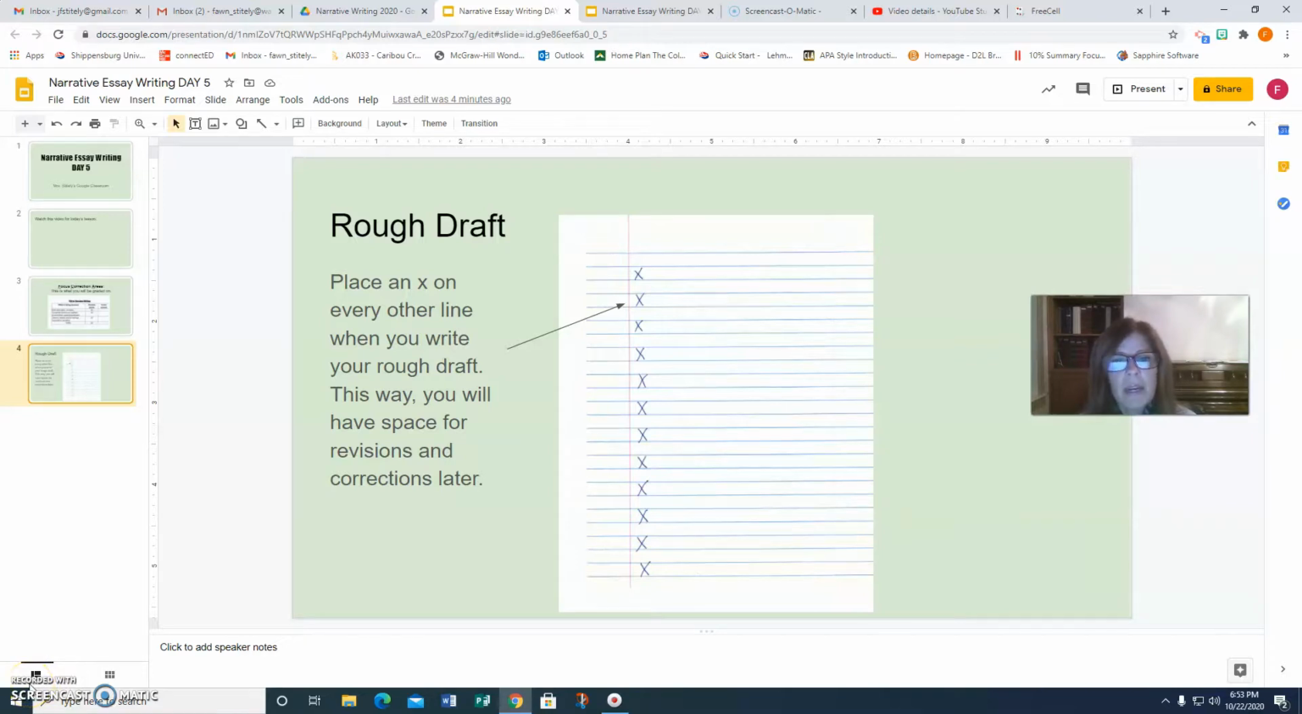So today, take your graphic organizer, sit down in a quiet place, maybe your dining room table, or maybe you have a desk at your house, or maybe somewhere in your bedroom. Maybe you have a clipboard, and take your beginning, middle, and end and begin to write that story.